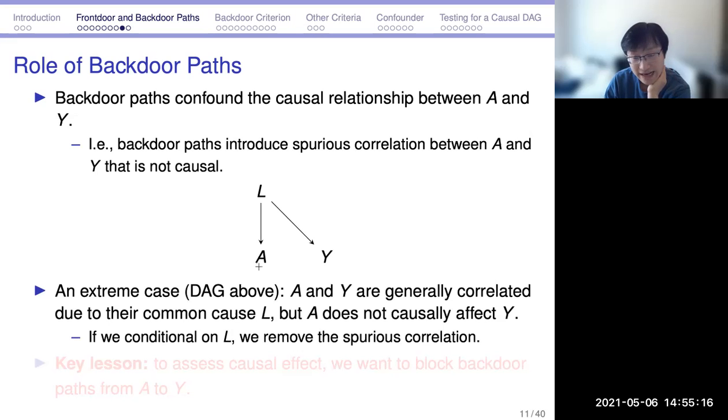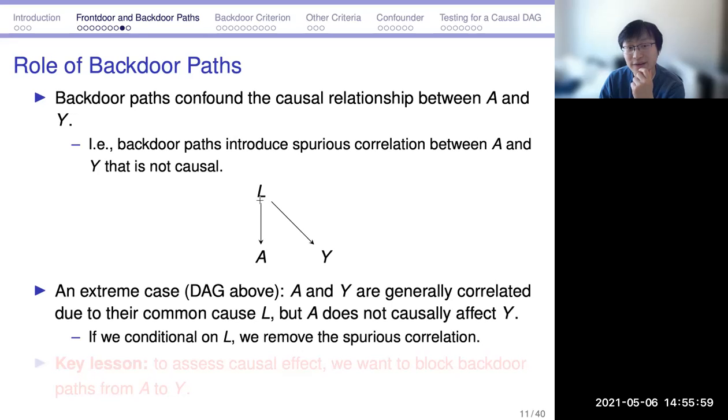So suppose we have this DAG. We have A, Y, and an L pointing to both A and Y. We have this backdoor path. If we look at this DAG, we know that A is not a cause of Y. There is no causal relationship between A and Y, right? They are just both caused by a third variable. However, if we do not condition on L, then it is likely that A and Y will be correlated due to the existence of L and these two arrows. We have seen examples from the previous slides.